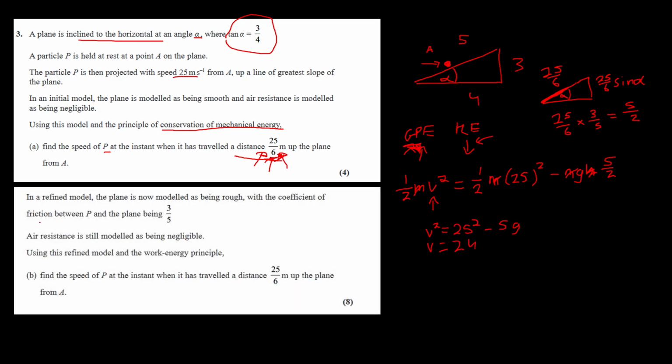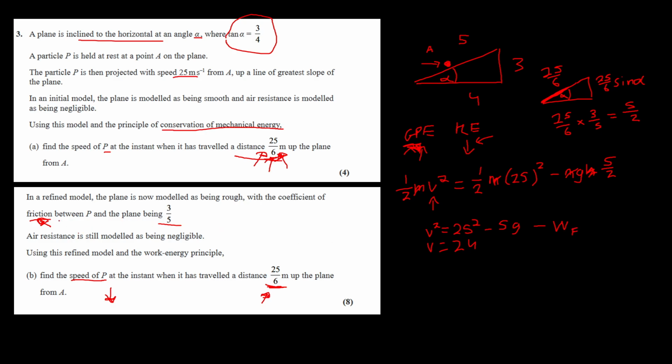The next part of the question only includes friction, and we need to find the speed at which it travels the same distance up. So the only difference here is that work is done by the friction, which decreases our kinetic energy, right? Because our gravitational potential energy is going to stay the same because it travels the same distance up. So all we need to do is subtract the work done by friction, right? I'll label it as W of F.